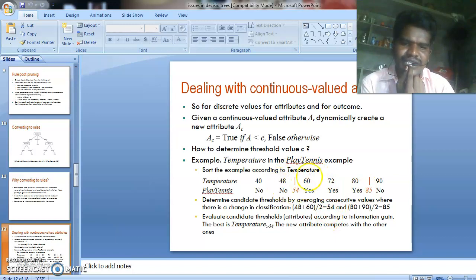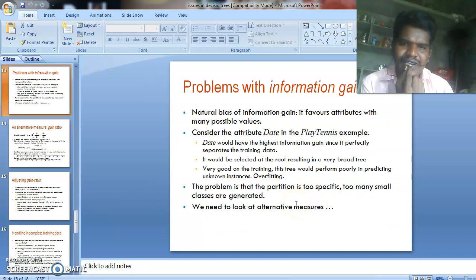Average between these two, 48 plus 60, and average between the 80 and 90. Here we are getting the average values. Problem is with information gain.